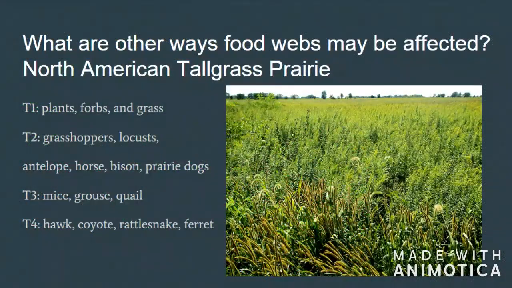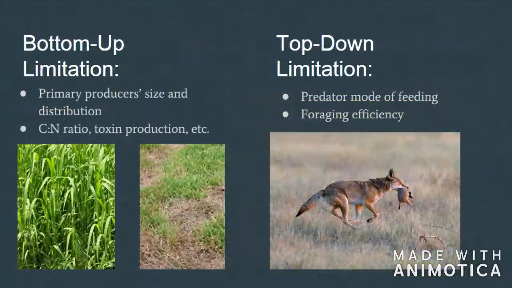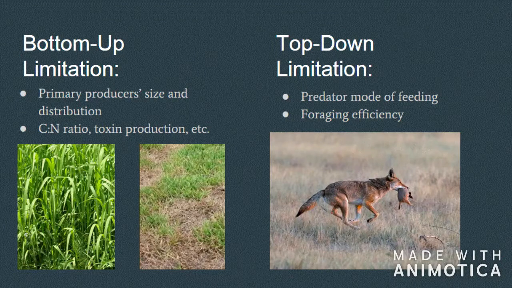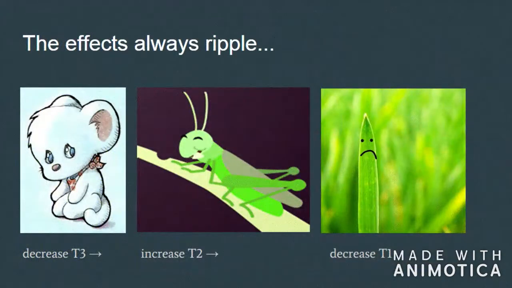The North American tallgrass prairie ecosystem exhibits other ways in which individuals may influence entire ecosystem composition. In bottom-up limitation, lower trophic levels inhibit the growth of upper ones. In top-down limitation, higher trophic levels inhibit the growth of lower ones. These effects always ripple. In our example, a lower mouse population would result in less of their prey, grasshoppers, being eaten. More grasshoppers would result in an overconsumption of plants, causing a decrease in the primary producers.